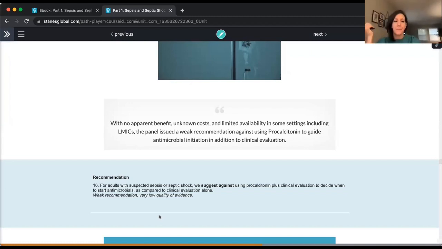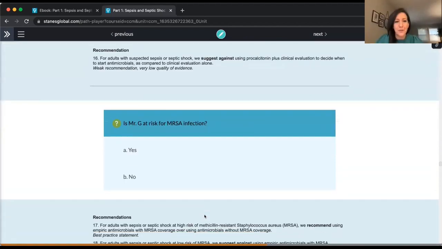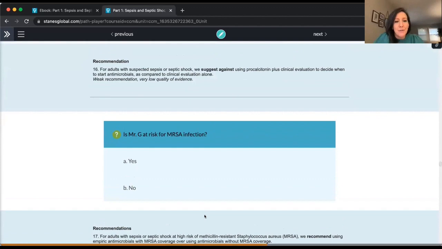That's so right. The recommendation then would be for adults with suspected sepsis or septic shock, we suggest against using procalcitonin plus clinical evaluation to decide when to start antimicrobials as compared to clinical evaluation alone. Weak recommendation and low quality of evidence. Perfect. And I think our learners agree. Is Mr. G at risk for MRSA infection? Yes or no? And I'd like you to answer in the poll or the chat box, please.